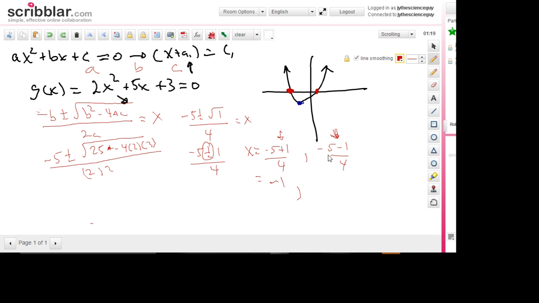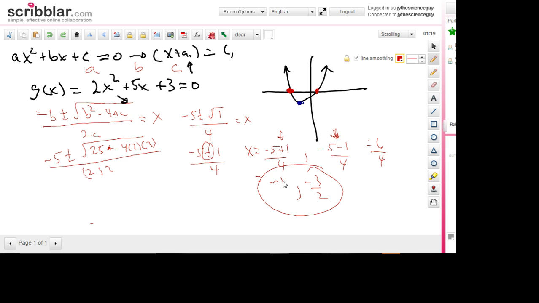And then I'm going to do -5 minus 1, -6 over 4. Let's reduce this, simplifying. -6 over 4, just reduce it to a fraction: -3 over 2. So those are your two zeros. That's how you would do that.